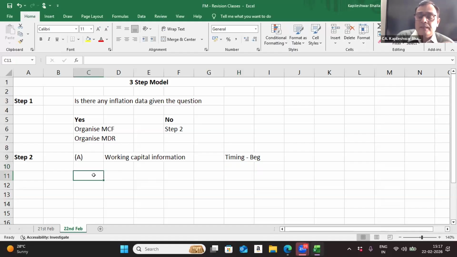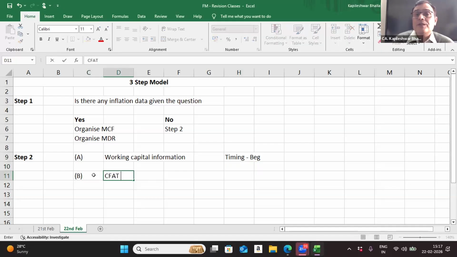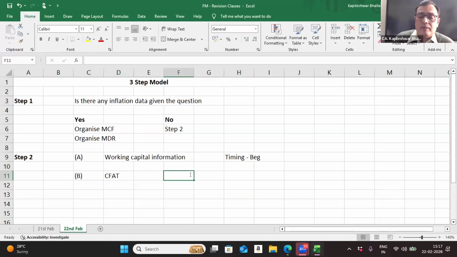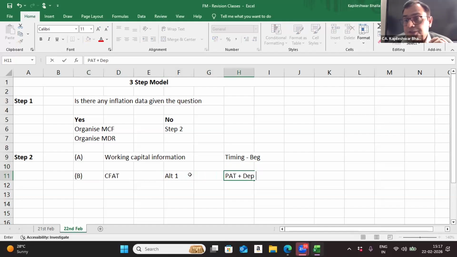Yes, of course. Then I would say you organize the step number 2B, in which you need to calculate your CFAT. That is your cash flow after tax. Now, let me remind you, when you calculate a CFAT, there are two alternative ways in which you can organize your CFAT. One is that you consider a PAT and you add up the depreciation as it is or net of tax. When you're going to consider the CFAT, so you're going to consider the PAT plus the depreciation.